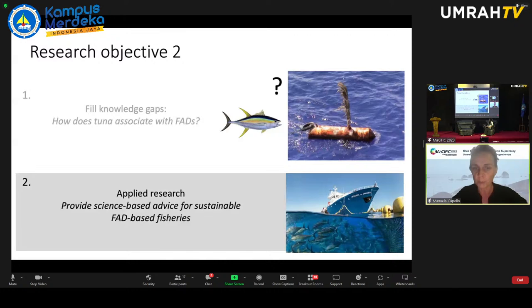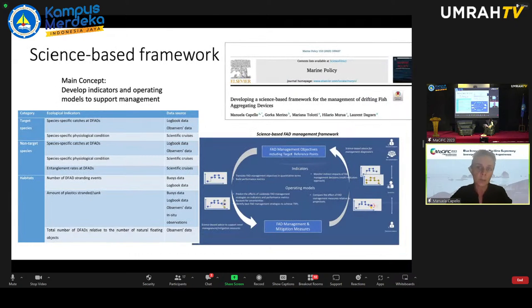And let me show you some application of this knowledge for providing scientific advice. So we recently published this concept paper where the idea is really to develop indicators and operating models to support the management of FADs. In this case, this paper is specific to the drifting FADs. So there is a series of indicators, both focusing on target and non-target species to assess the impacts of FADs, but also on the habitats, which can also be impacted by the FADs.